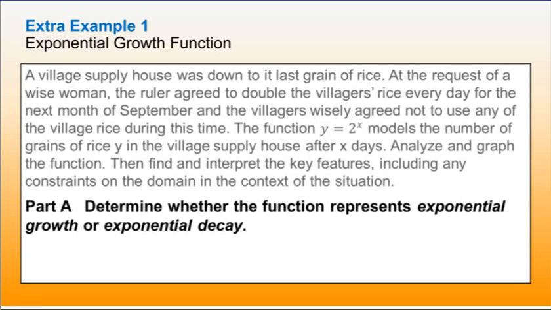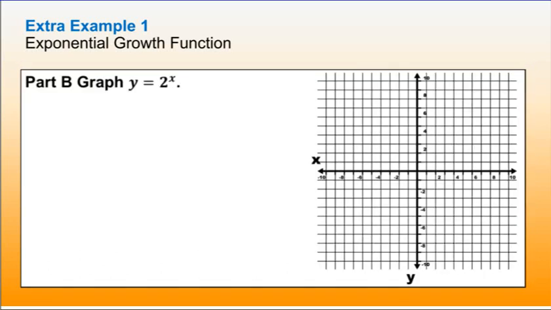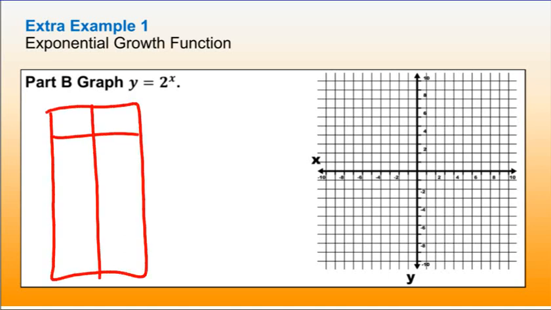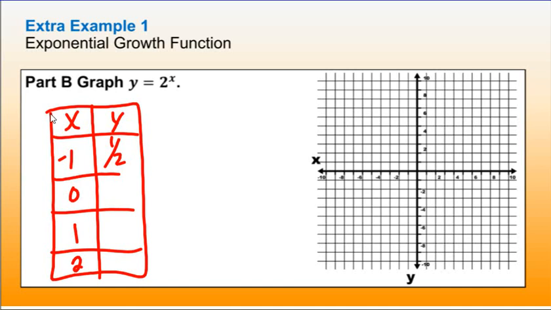So first we need to determine if this is a growth or a decay. Our base is bigger than 1, so this one is also an exponential growth. Here we're going to graph it. So we'll draw a table of values. And let's just choose negative 1, 0, 1, and 2. So if I put a negative 1 in there, 2 to the negative first power would be 1/2. 2 to the 0 power is 1. 2 to the first power is 2. 2 squared is 4, and so forth.